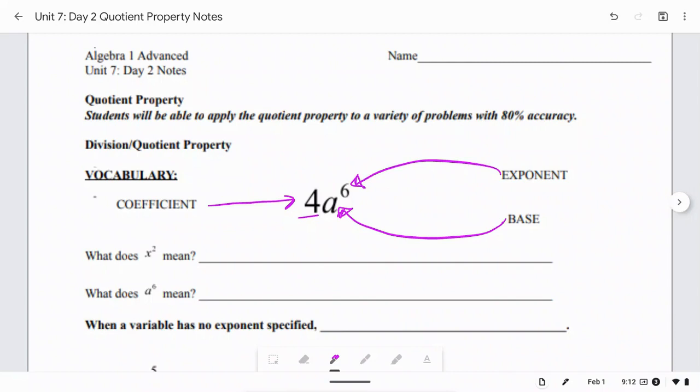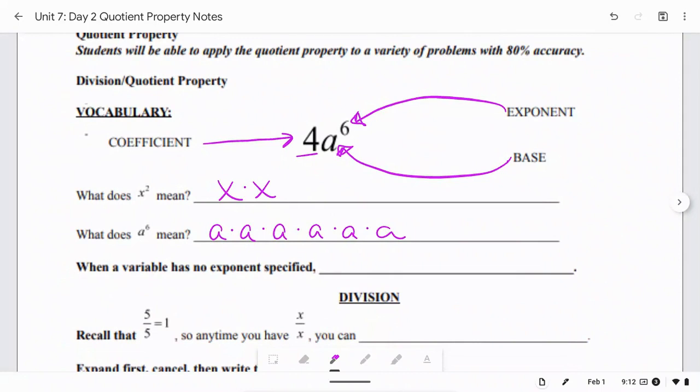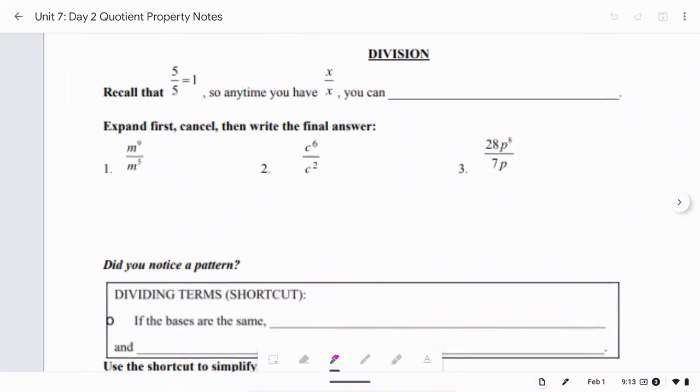So again, what does x to the second power mean? That means x times x. A to the 6 means a times itself 6 times. So we're going to keep this idea in mind. Also, we talked about when a variable has no exponent specified, then the exponent is 1. So that's just a quick recap from yesterday's notes, and these ideas are going to carry over into today's notes.